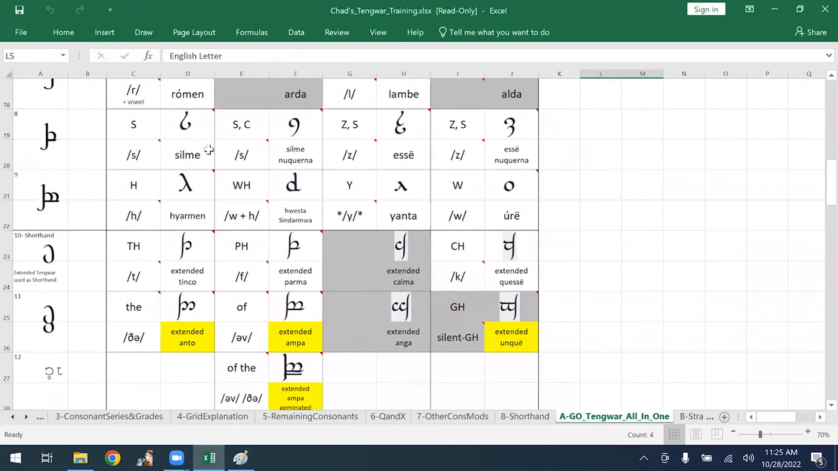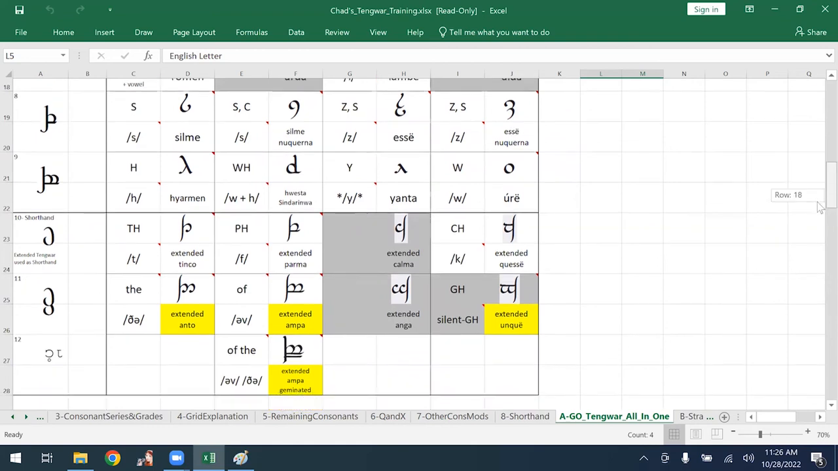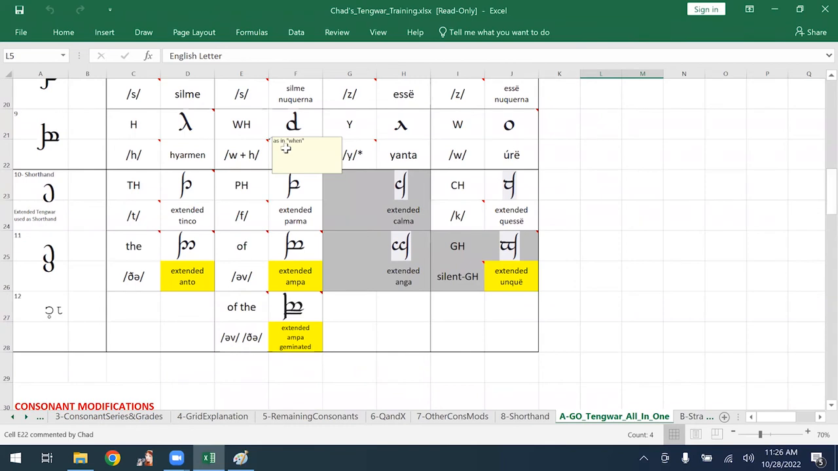Here's your silme. Next to the silme nuquerna, the upside down one, there's your esse. Next to your esse nuquerna. Here's your hyarmen. This right here, the one where you make the wh, like Stewie, WH, that is huesta sindarinma. There's the yanta, which you notice here I wrote mostly used for I-glide diphthongs, such as there. Sometimes used for consonantal Y when anna Y is used for the final or vowel Y. Wouldn't worry about that.